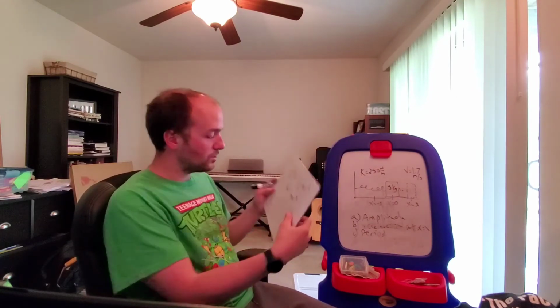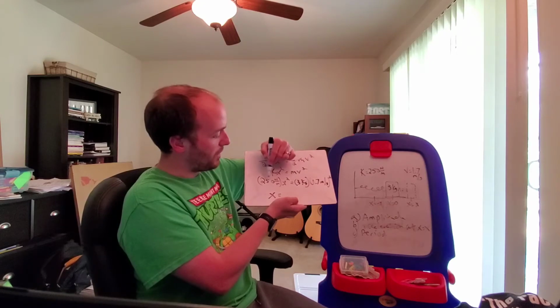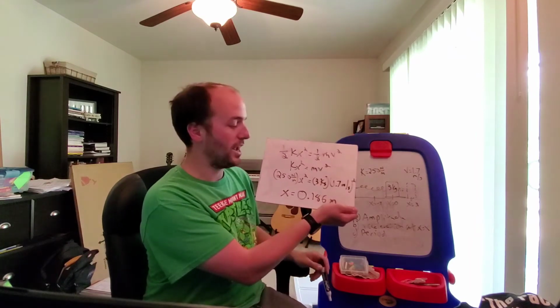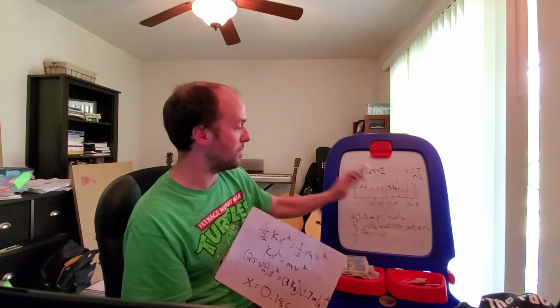We're looking for our x, so let's plug some stuff in. Our k is our spring constant, 250 newtons per meter, times x squared equals our mass, 3 kilograms, times our speed, 1.7 meters per second. Don't forget to square it. Doing the calculation, 3 times 1.7 squared, all divided by 250, and then the square root, we find our x to be 0.186 meters. So from here to here is 0.186 meters. And since there's no friction, there's no dampening, this would be negative 0.186 meters.